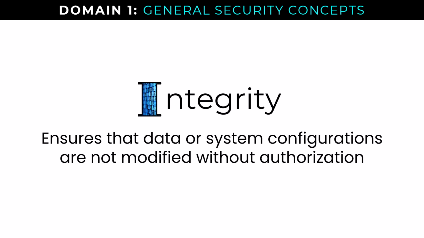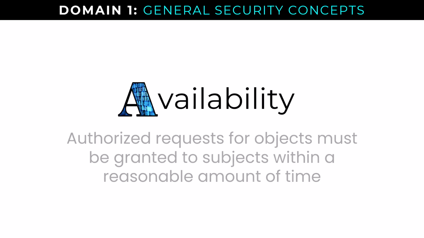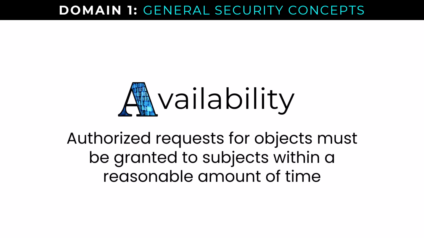Next, we have integrity, which ensures that data or system configurations are not modified without authorization, that the file sent exactly matches the file received, that the system files on an operating system are not modified without authorization, and availability, because authorized requests for objects must be granted to subjects within a reasonable amount of time. Confidentiality and integrity have no value without availability.